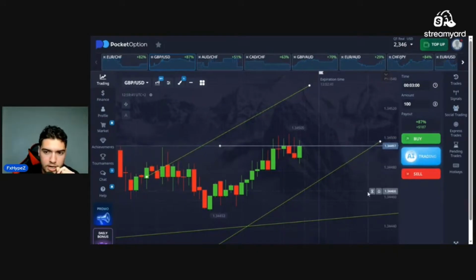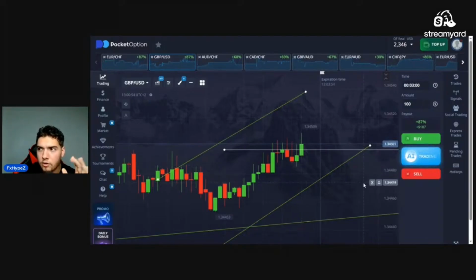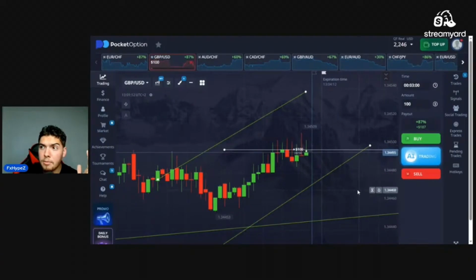1.34497, we'll open a trade with AI, hoping that it buys, because that is my thinking behind this trade and purpose for opening the trade. So let's hope that the AI syncs up with my analysis. Nice little breakout to the upside. Now, is the AI going to buy or sell? Okay, a 1-minute buy.